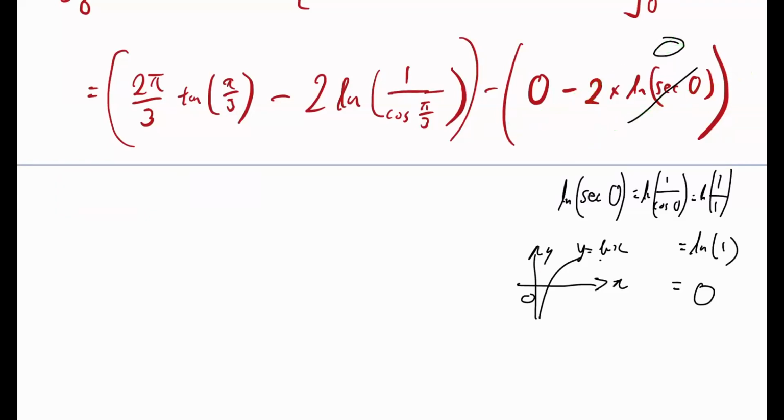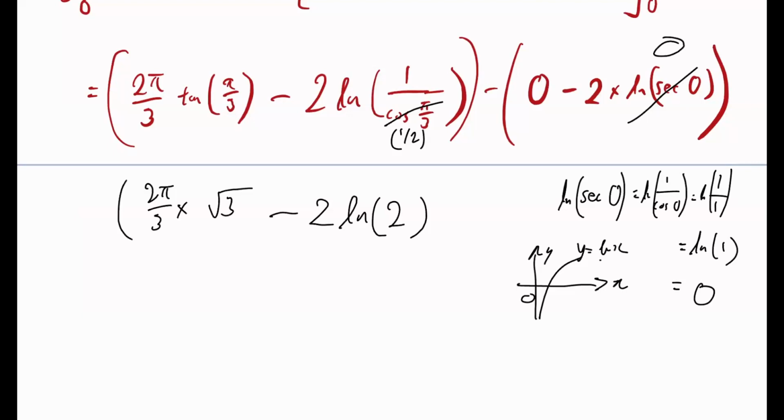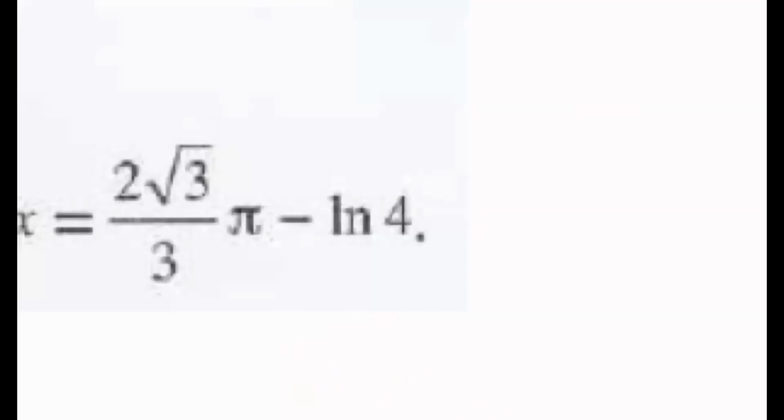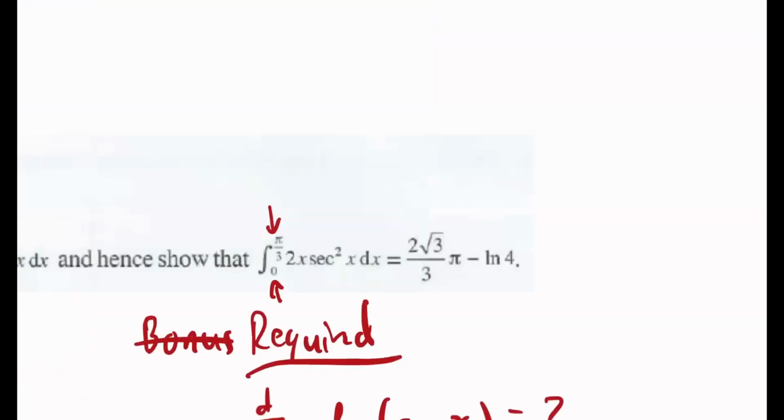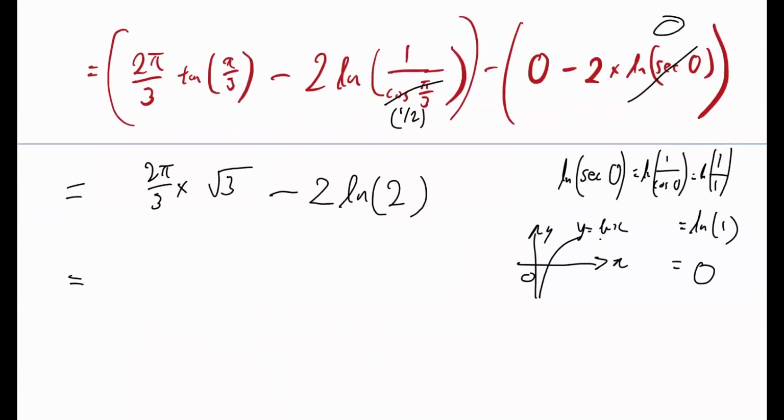Okay, how about cosine pi over 3? It's cosine 60 degrees, which is 1/2. 1 over half is 2. So ln 2. Good. Minus 2 times ln 2. Then you have 2 pi over 3 multiplied by tangent pi over 3. Tangent 60 is root 3. Exact value. Hopefully you can remember. If not, never mind. You can always type it in a calculator and you get your answer. 2 root 3 over 3 times pi minus ln 4.